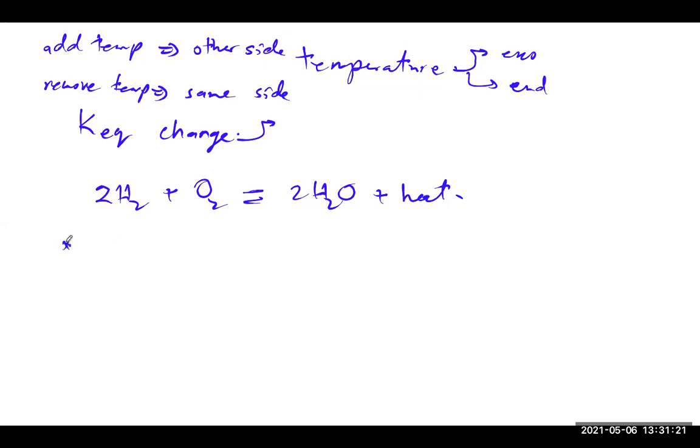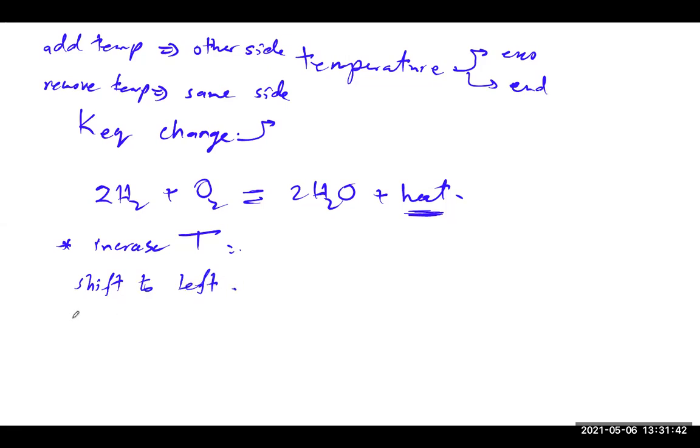So what will happen if we increase temperature? I will deal with the temperature as a substance. So when we increase the temperature, it will shift to the other side. Which other side? It will be the left. So it will shift to the left.